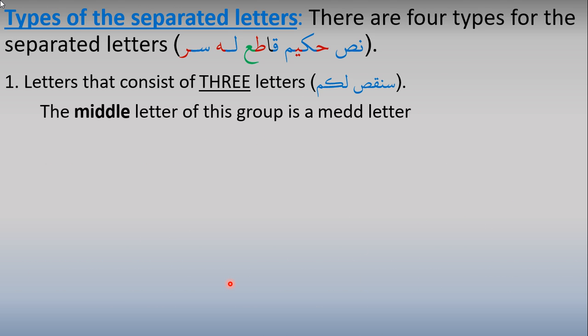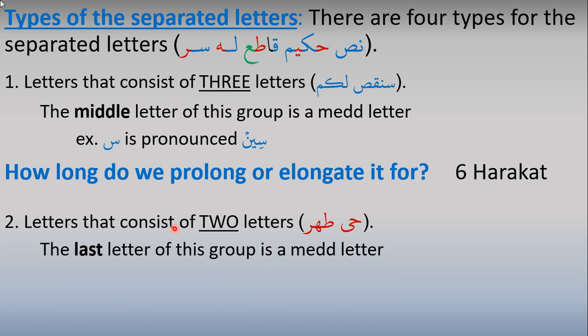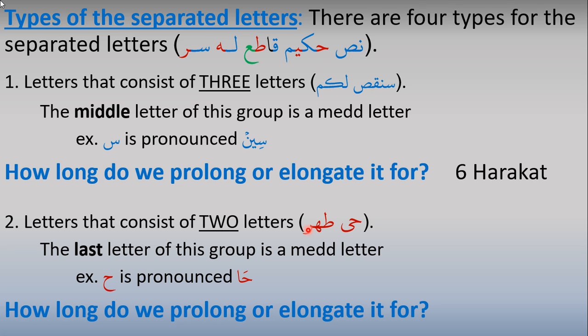And that's why we said that these letters, we remove the hamza and that's why we call them letters that consist of 2 letters. So the last letter of this one becomes an alif, and that's also a mad letter. How did we know it's a mad letter? Because we have an alif preceded by a fatha. For example, ha is pronounced ha, so we have an alif preceded by a fatha. Same thing for ya, same thing for ta, ha, and ra. How long do we prolong this one? 2 only.